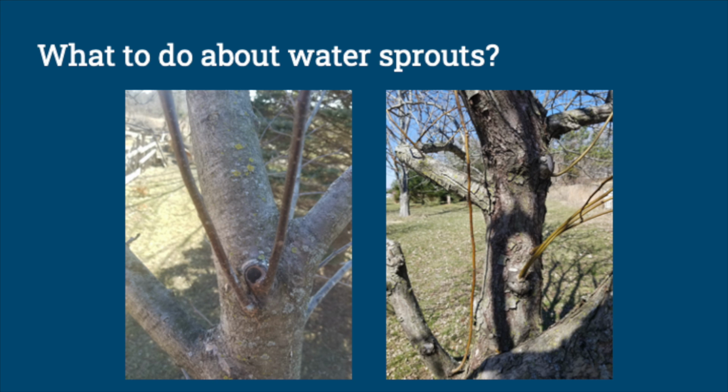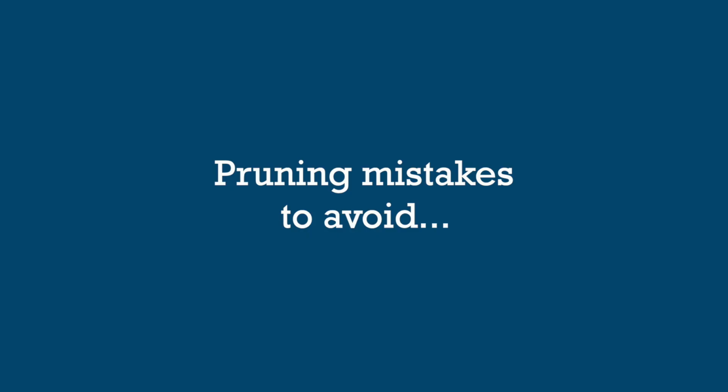What you do for these is just take your hand snips and cut them off as close to the stem as possible. They'll probably reoccur a couple times as the wound heals. They're especially prevalent in fruit trees, but just stay on top of removing them each year until the wound completely heals. All right, some pruning mistakes to avoid.